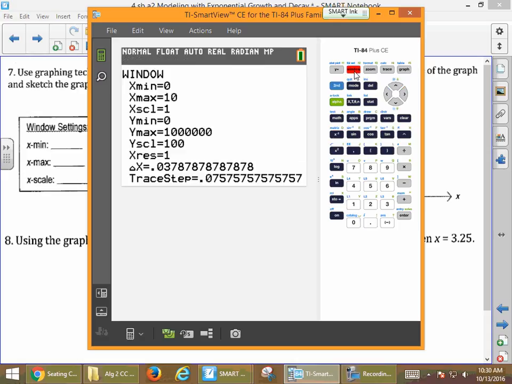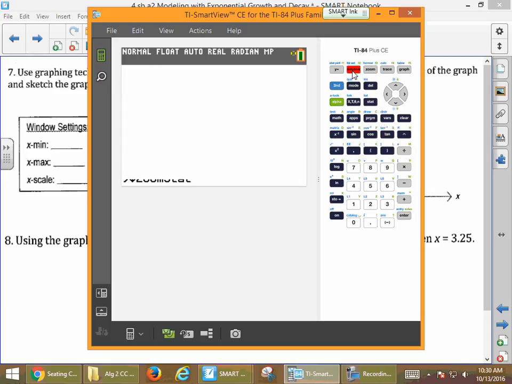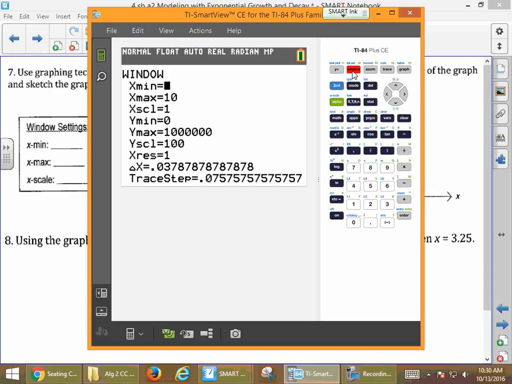And I have some changes. I do want to change mine just a little bit from last period here. So anyway, I put 0 in for the X min. And then I put 10 in for the max, and I left the X scale as 1. Down here, though, on the Y min, I think I want to change it to -10. And then I put it to 1,000,000, but I think I'm going to change it to 100,000.